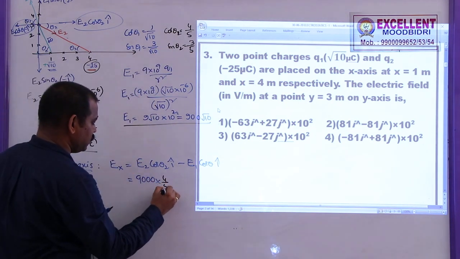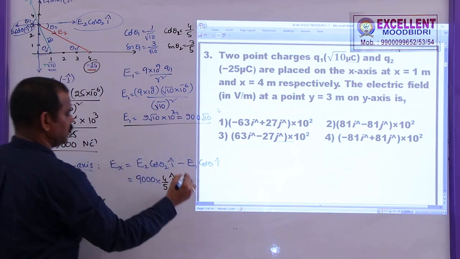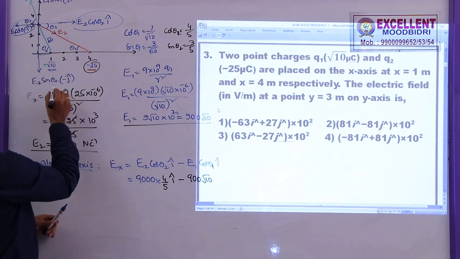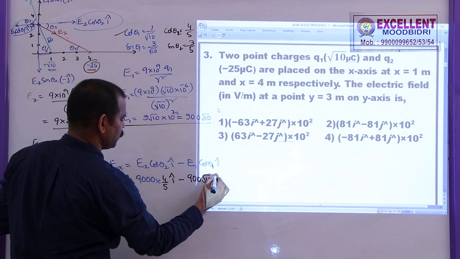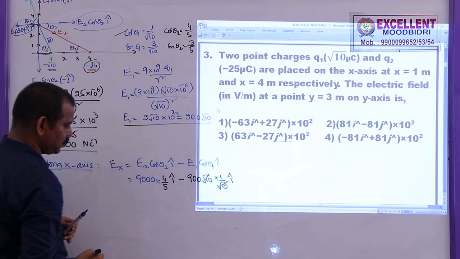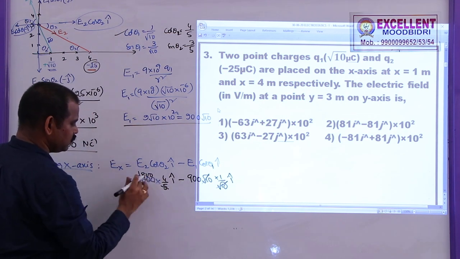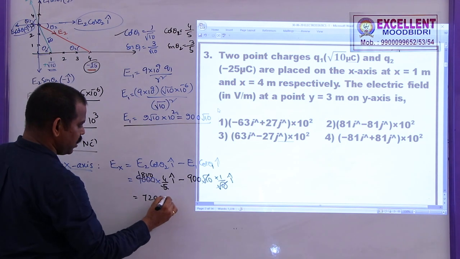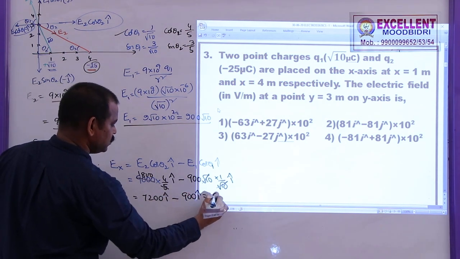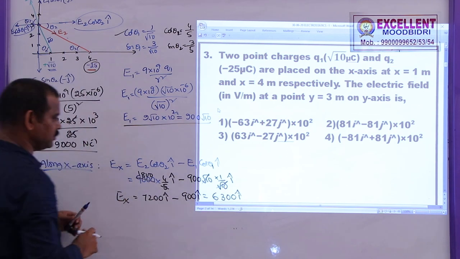So this is 4 by 5 i cap minus, what is E1? E1 is 900 root 10. This is into cos theta 1, which is 1 by root 10, i cap. Root 10 gets cancelled. 5 ones are 5, 5 eights are 40. This is 7200 i cap minus 900 i cap, which is equal to 6300 i cap. This is the electric field along the x-axis.